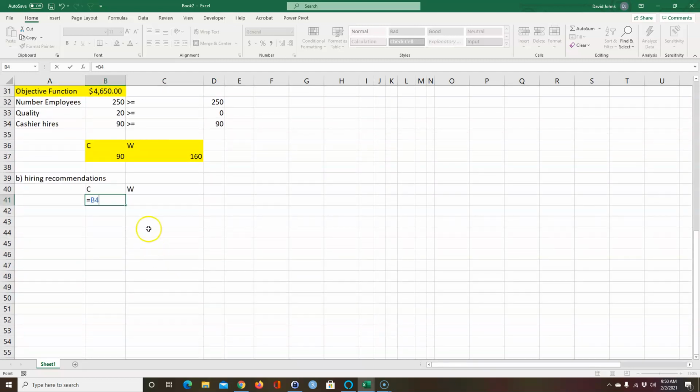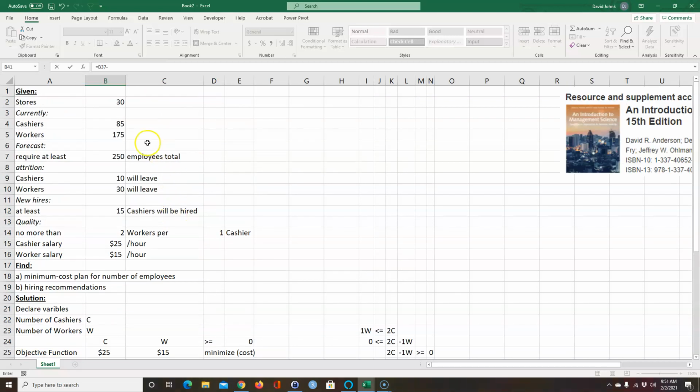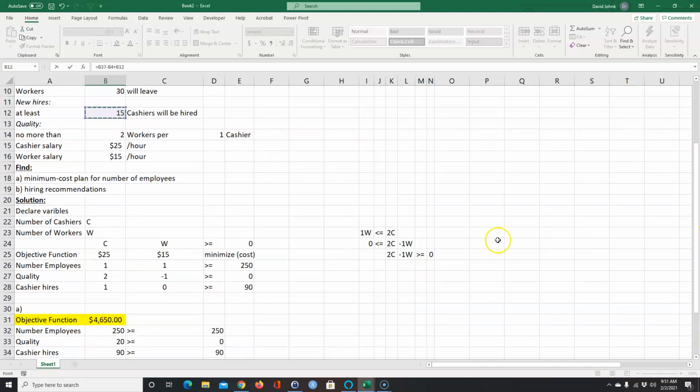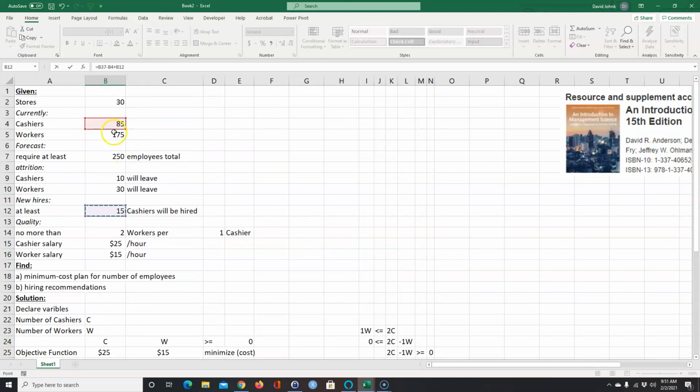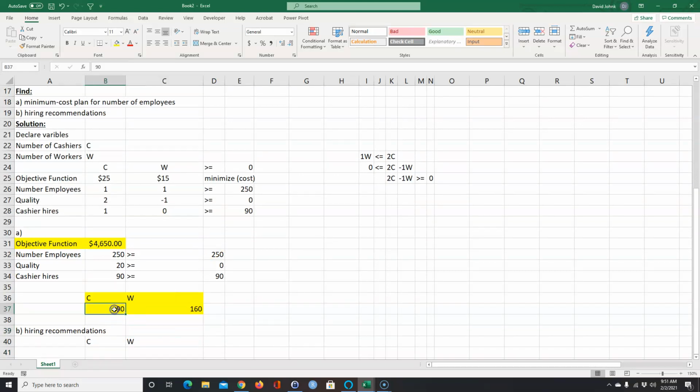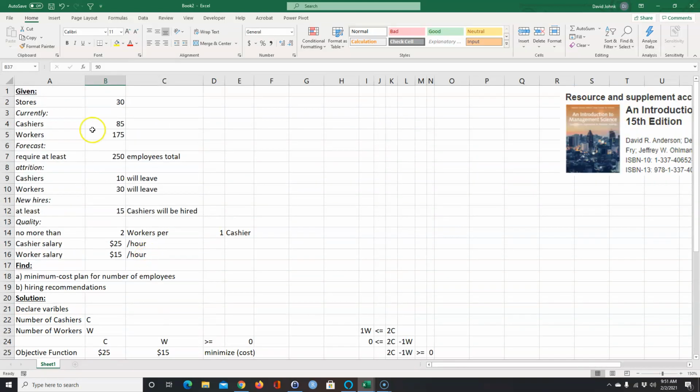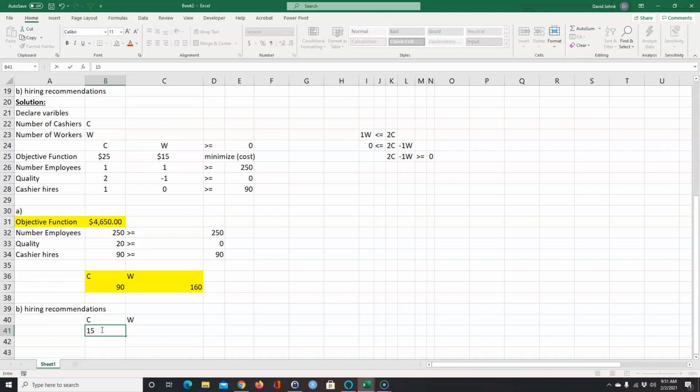Oops, let me start that again. Equals 90 minus the number I already have, right? They want me to hire 15 more, so plus that, and then let me think about this. So 85, and then hold on, let me think about this. I need 90, and I started out with 85, and I lost 10, so now I'm at 75. I'm going to hire 15. So I'm going to have to hire 15. That kind of makes sense, right? Because they told you to hire 15.